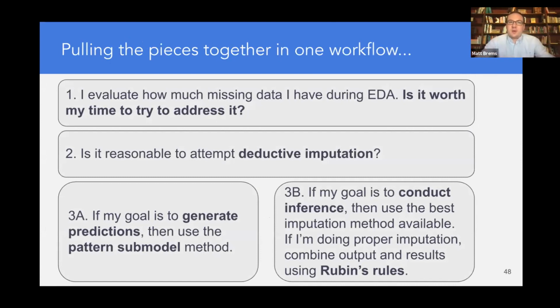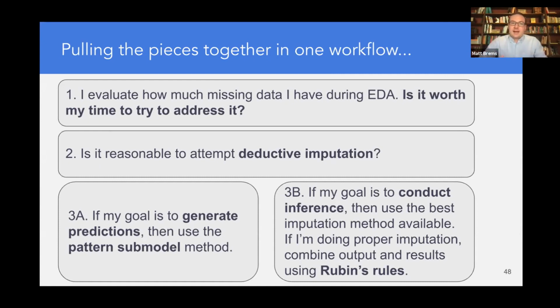So that brings me back to how to pull these pieces together in one workflow. The way that I tackle these problems is I start by saying, 1, how much missing data do I have during my exploratory data analysis process? Is this worth my time to try and address it? Maybe yes, maybe no. If yes, then I move to 2. Is it reasonable to attempt deductive imputation? And if so, do deductive imputation, where I use logical rules and relationships to fill in as much missing data as I can without making any guesses, all rigorous logic.